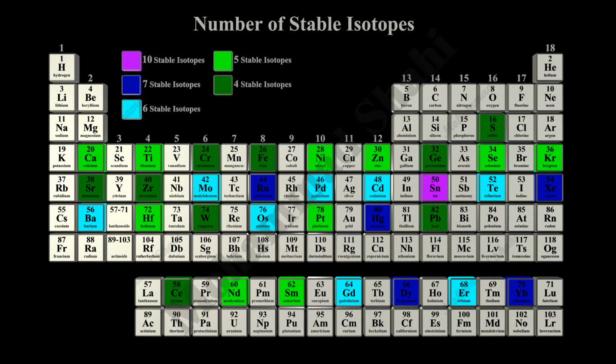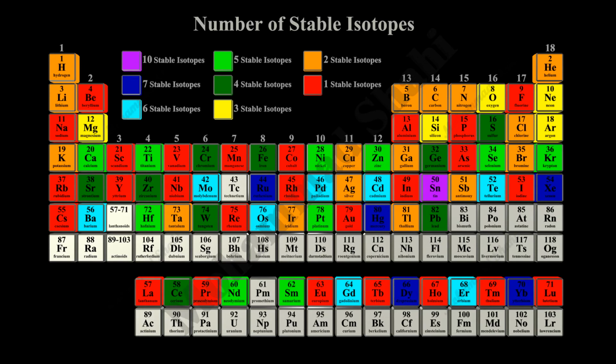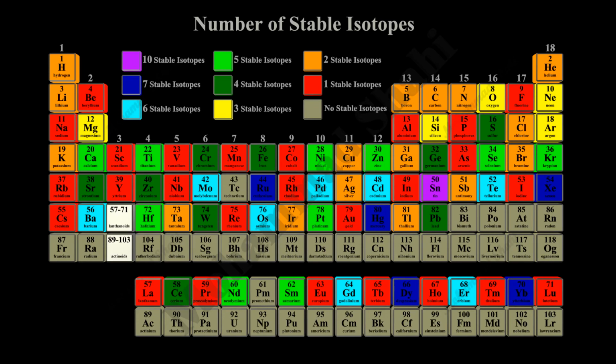9 elements have 4 stable isotopes each. 5 elements have 3 stable isotopes each. 16 elements have 2 stable isotopes each. 26 elements have only 1 stable isotope each. And 38 elements haven't any stable isotopes.